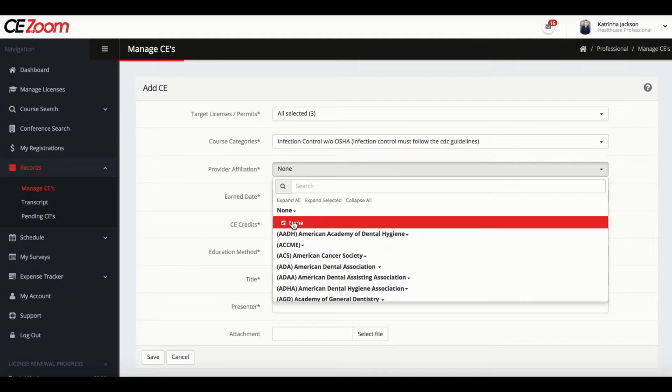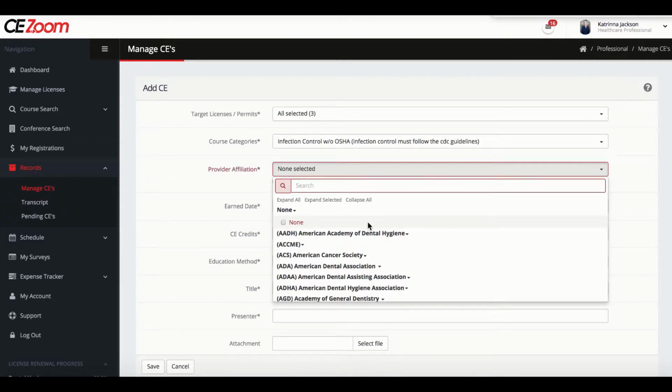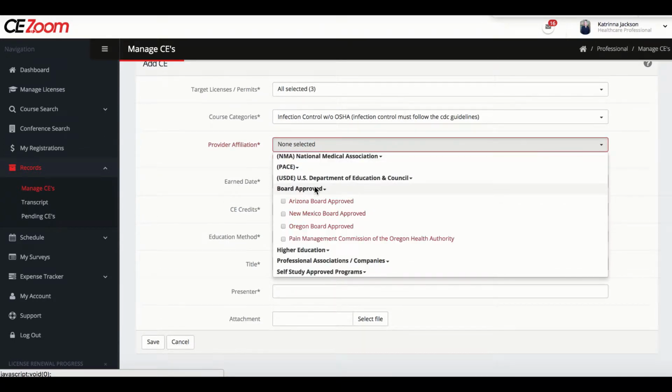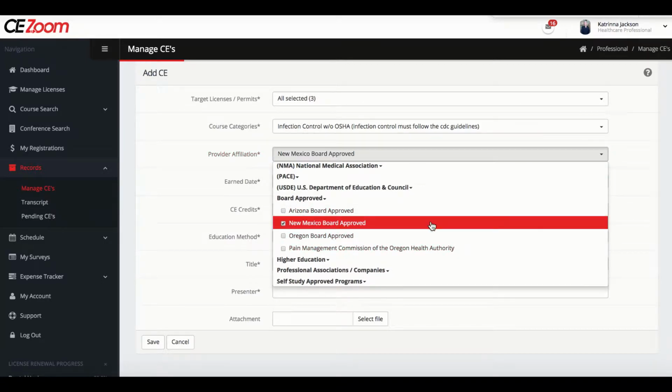About 15 states require all courses to be presented by an affiliated approved provider. If you are licensed in a state that requires approved providers and you take a course that was not approved by an organization that your state recognizes, you can always submit the course to the board for approval. Until the course has board approval, our system won't count the CEs towards your license renewal requirements. Once you have board approval, then you can choose your state board approved as a provider affiliation, and the CEs will track and deduct from your total CEs required for your license renewal.